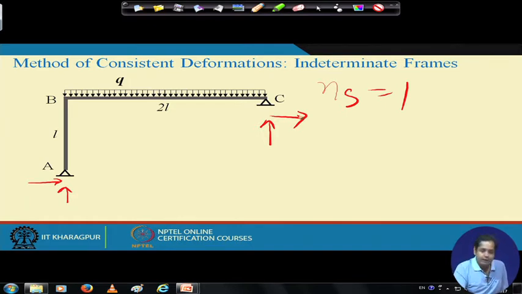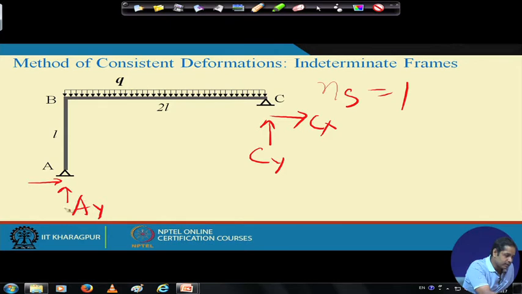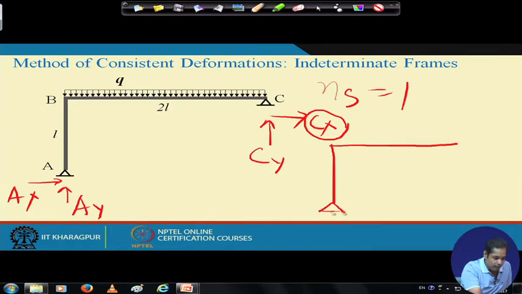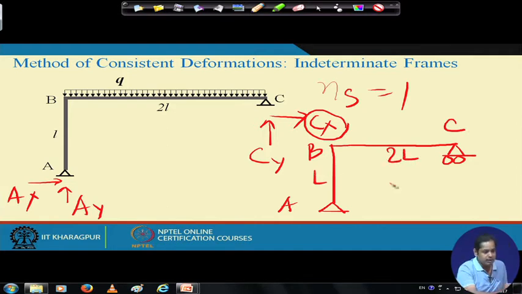Now, the next step is to identify the redundant force. What we can do is keep the end A as it is and take Cy and Cx, and Ay and Ax. Let us take Cx as the redundant force. If Cx is the redundant force, then for the primary structure we need to release the corresponding constraint. So, this end becomes a roller support. This is the primary structure, with A, B and C, where this is 2L and this is L.